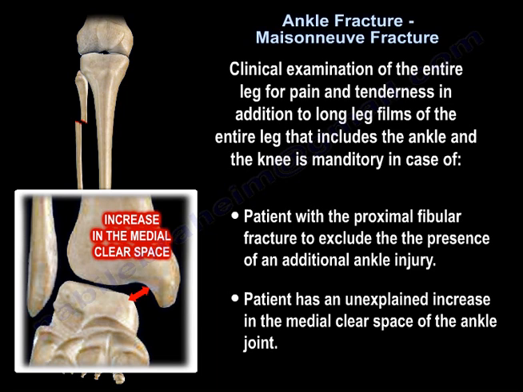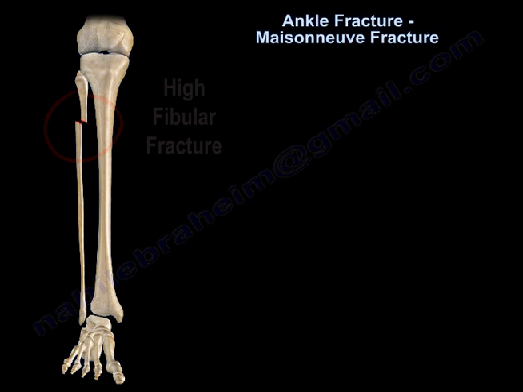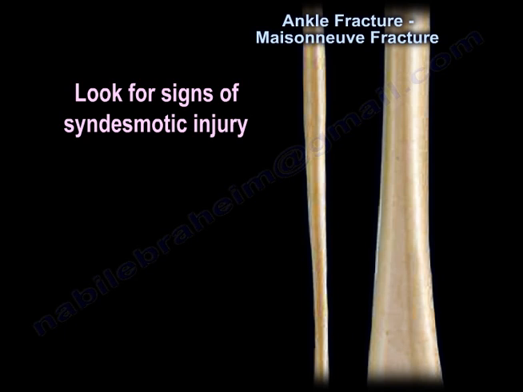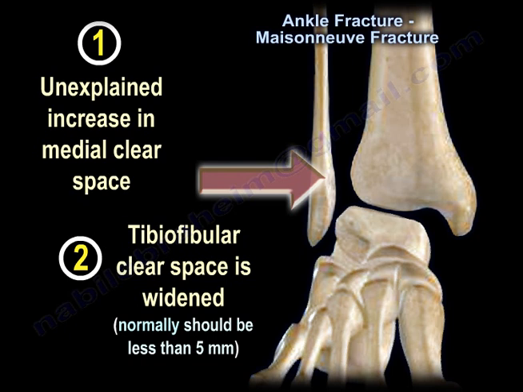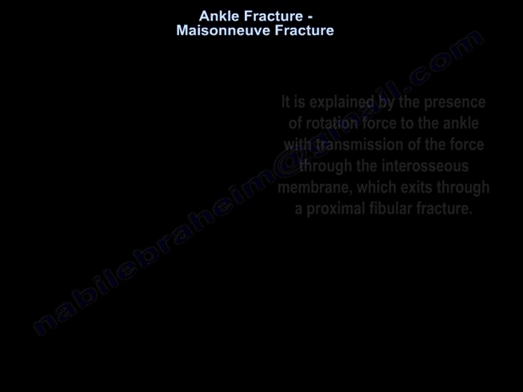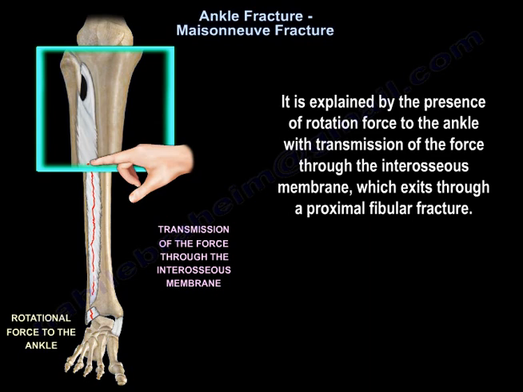You should be searching for the presence of a high fibular fracture. This is a high fibular fracture, so look for signs of syndesmotic injury. Unexplained increase in medial clear space, or the tibiofibular clear space is widened, and it should be less than 5 millimeters. So how do you explain that injury? It is explained by the presence of a rotation force to the ankle with transmission of the force through the interosseous membrane, which exits through a proximal fibular fracture.